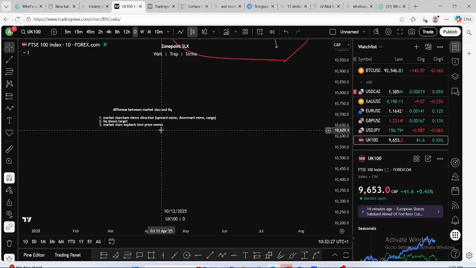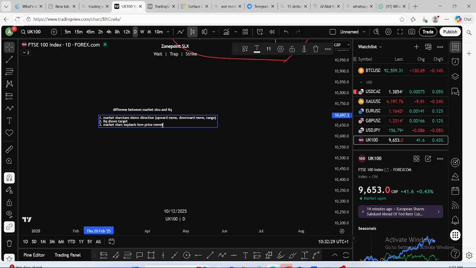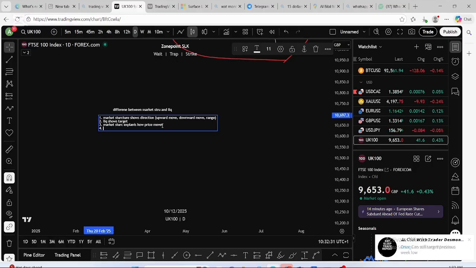So what does liquidity do again? This is point 3. Point 4, liquidity explains why price moves.